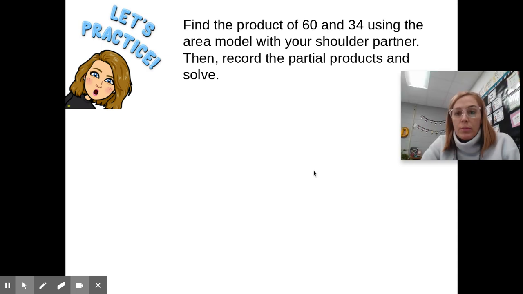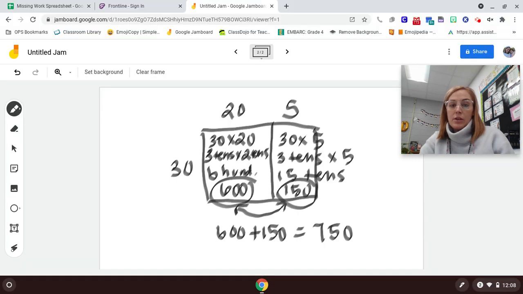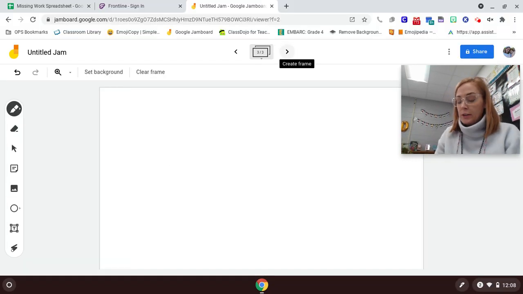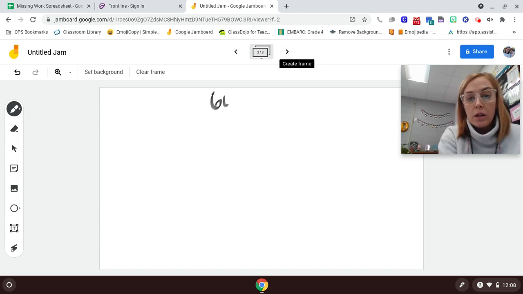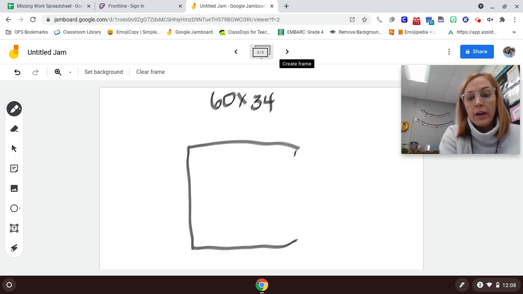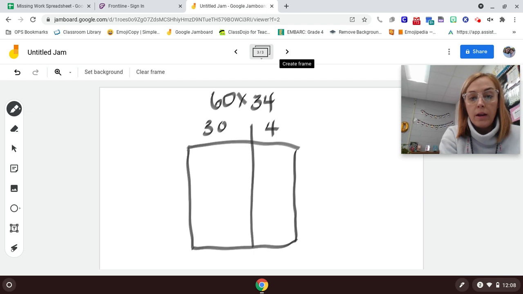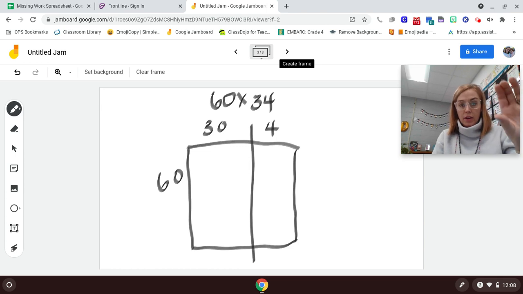So now we're going to try to find the product of 60 times 34. So we're going to do 60 times 34. Let me get a fresh Jamboard here. The first thing we're going to do is just draw our area model, okay? So you're going to draw a square. We know we're going to break the 30 and the 4 apart, and we're going to multiply by 60. So I'm going to put 60 on one side, and then I'm going to break 30 and 4 apart at the top. And then I'm going to go through step by step like we did earlier.